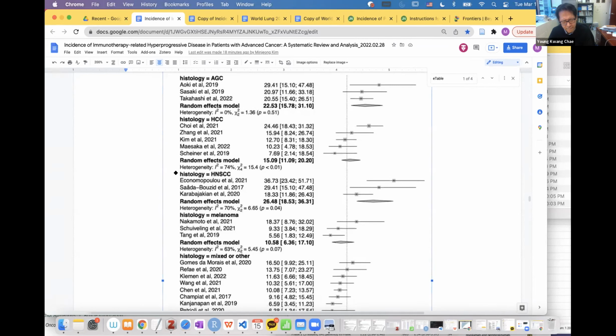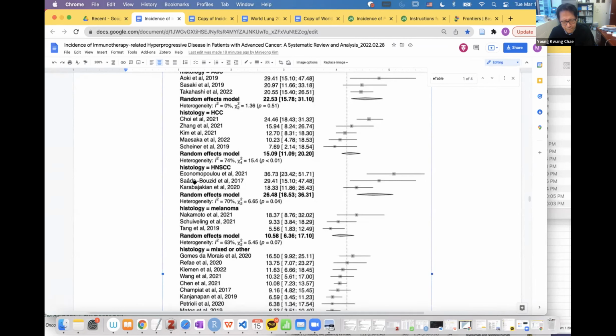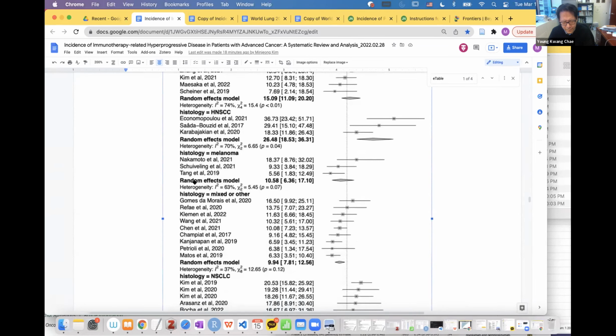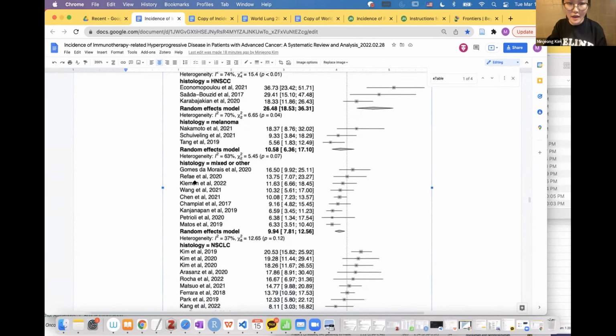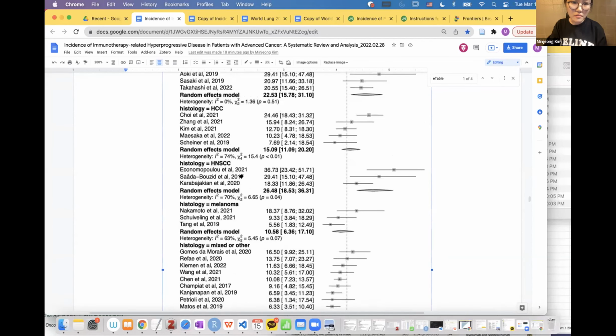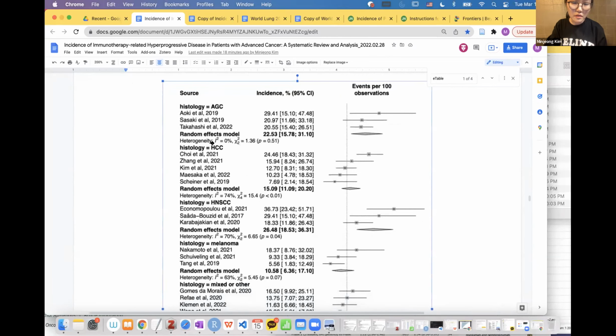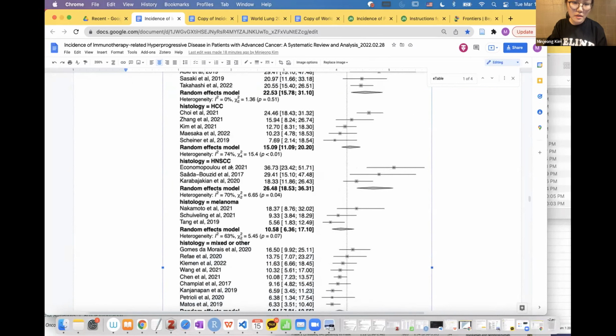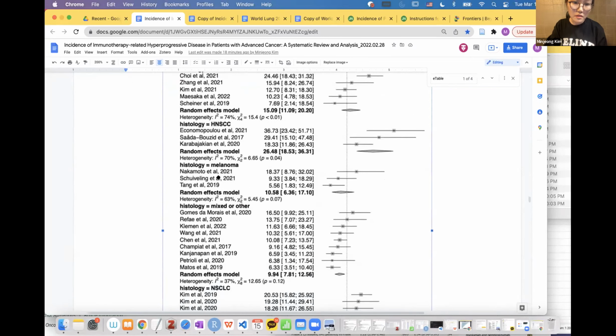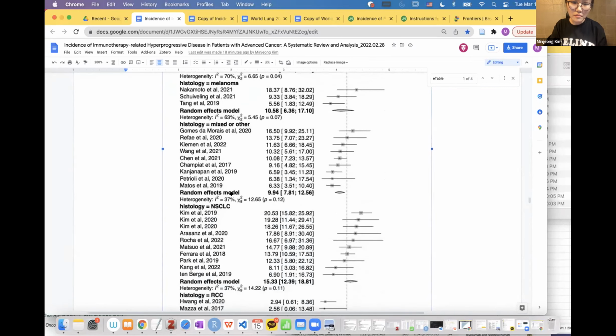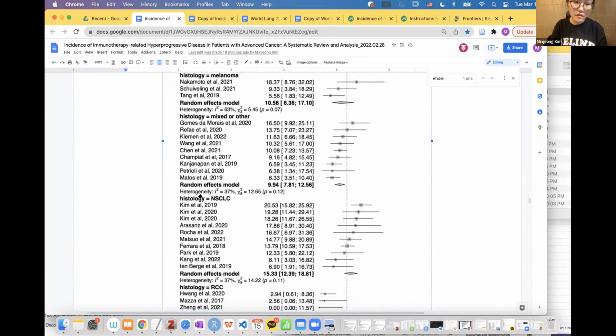Okay, I'll do that. So the studies that basically had a significantly higher incidence were advanced gastric carcinoma, hepatocellular carcinoma, head and neck squamous cell carcinoma, not melanoma, and non-small cell lung cancer.